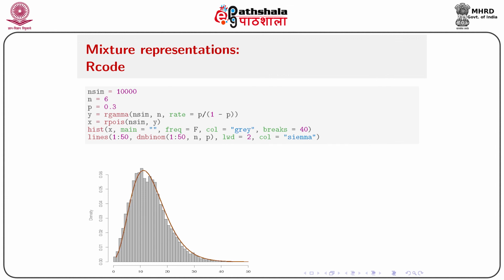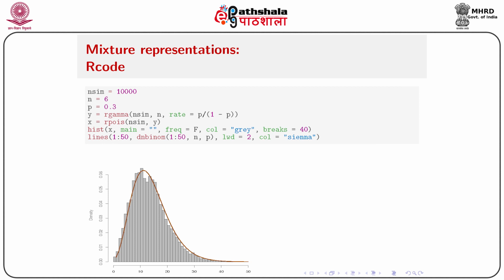In R we can set nsim equals to 10,000 simulations, and as I mentioned, n of the negative binomial is 6 and probability is 0.3. So first we generate Y from gamma with the specified beta, so 10,000 gamma variates we can generate, and then finally X equals rpois(nsim, Y).